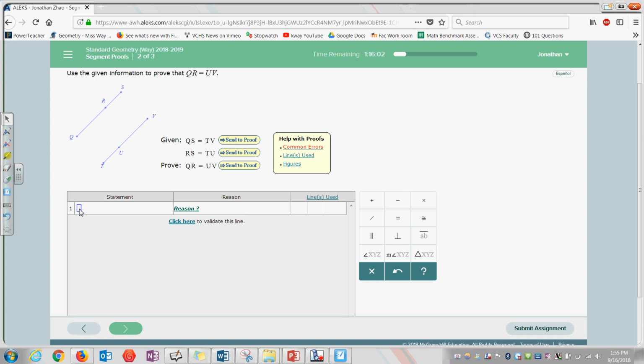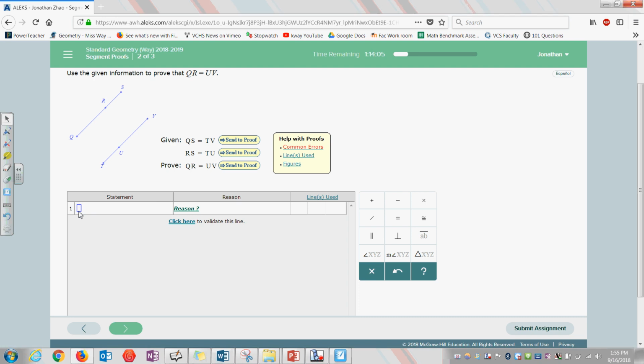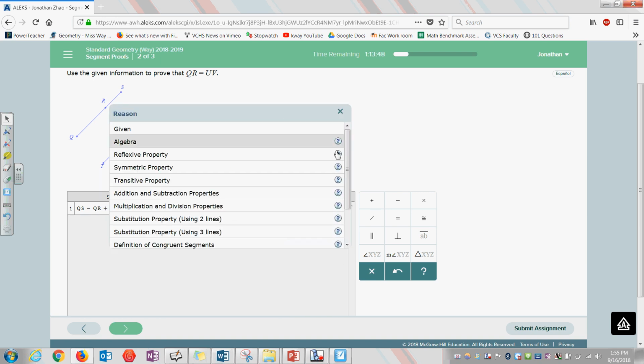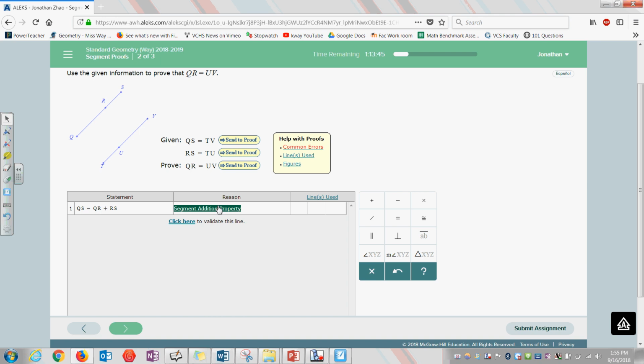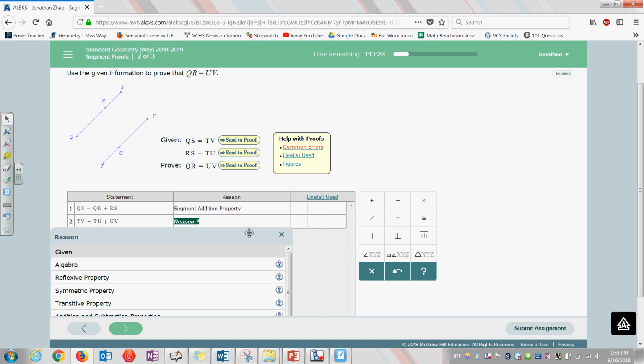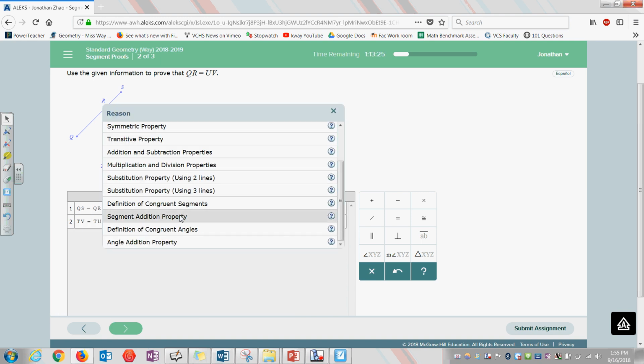We're going to start with the fact that the big segment, US, equals QR plus RS. And the reason we know that little segments add up to big segments is called segment addition property. So there's our statement, there's our reason. Now we're going to do the other one, the TV. So TV equals TU plus UV. Little segments add up to big segments. It's called segment addition property.